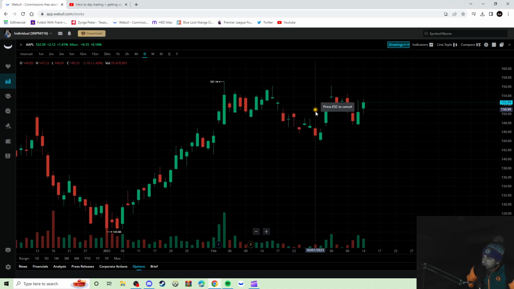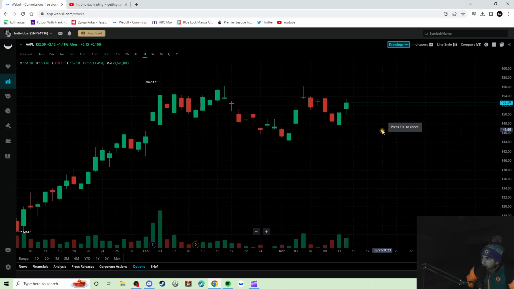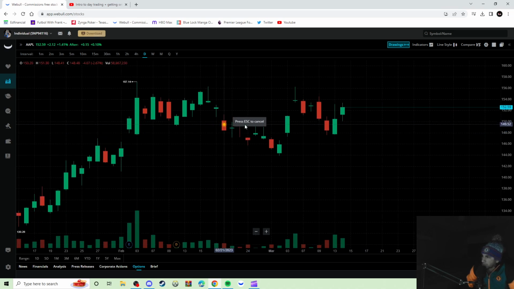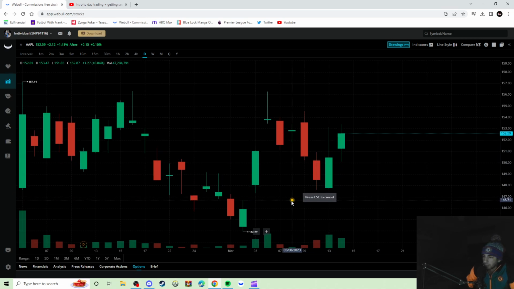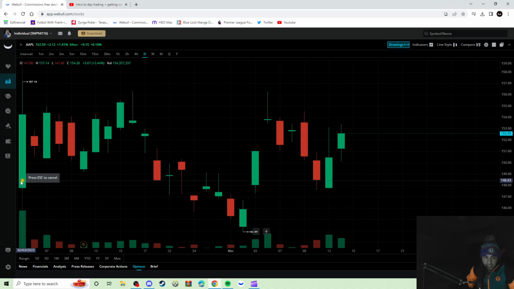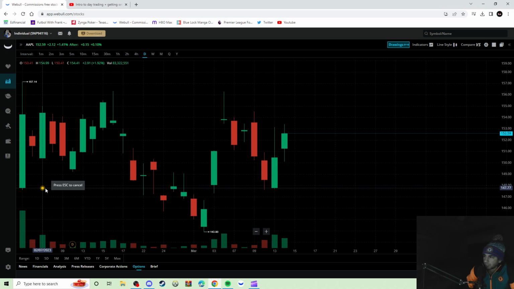But I will look at this and say, okay, where's a good support level right here? At first glance, if I'm just looking at the past month, I can see this big green candlestick right here is February the 3rd, a little more than a month away. But let's look back to the date.